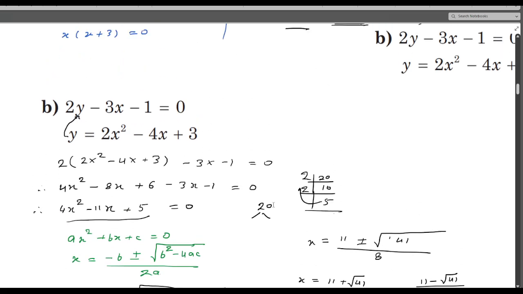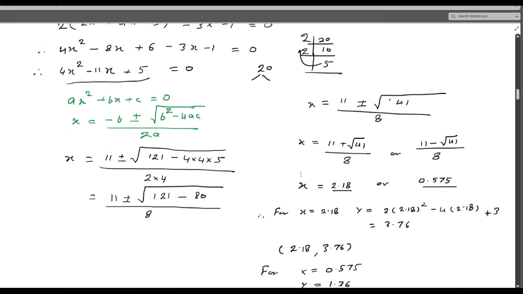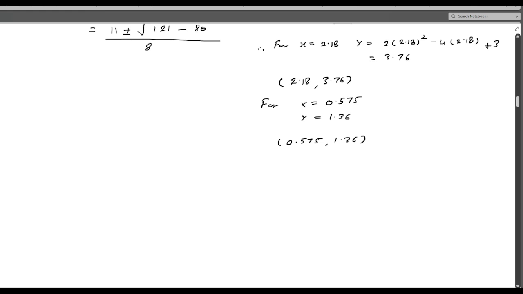Now here, please note that you learned the third method of factorization, which is using the formula. Okay, the formula is x equals minus b plus or minus root of b square minus 4ac, whole divided by 2a. Great. Now let us move to the next question, question number 5.